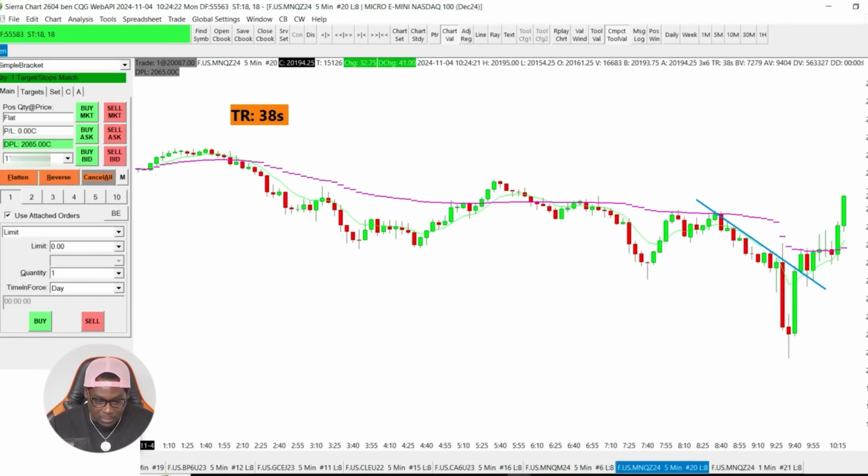Hit my target profit. Look to the left. I'm up $2,065. So that was my trade. A quick one-to-one. I was very confident with that trade, and pretty much overall, I like that trade. So let me show you guys another trade example.